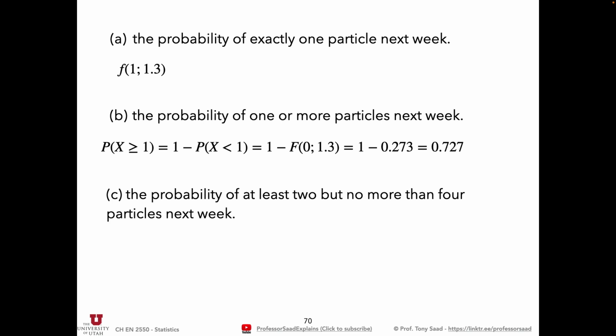And then finally, at least 2 particles but no more than 4 particles. So that's x between 2 and 4, inclusive, so P of x between 2 and 4. That gets you into the cumulative at 4 minus the cumulative at 1. Remember, because 2 must be included in the calculation, you're counting probability at 2, probability at 3, plus probability at 4. So you're counting all 3, and there's a 36% chance you end up in that situation.